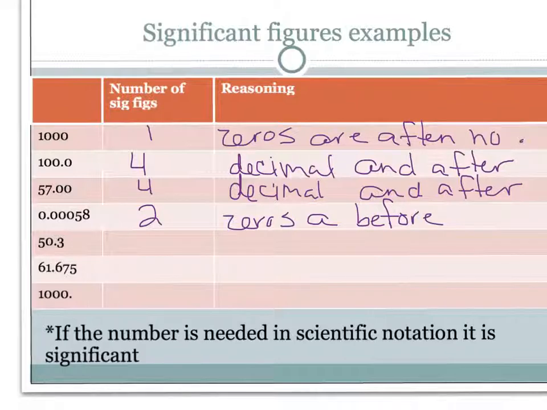The next number we have is 50.3. In this instance, the 0 that we have is in between 2 numbers that are not 0. So that 0 has to be important. That means we have 3 significant figures. And our reasoning is the zeros in the middle.